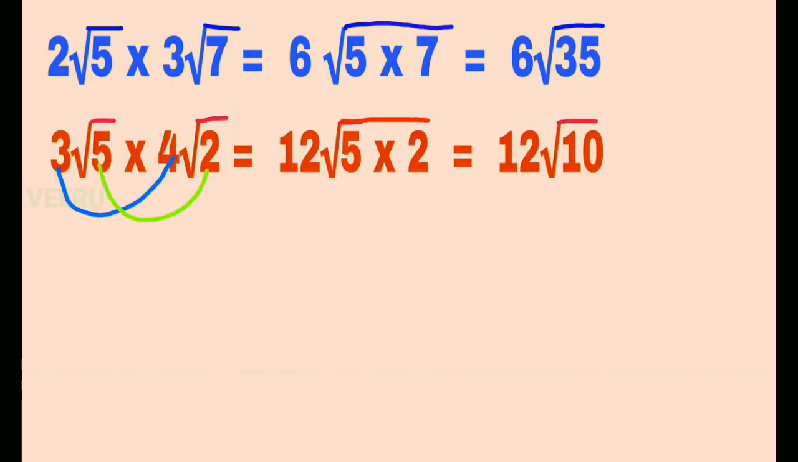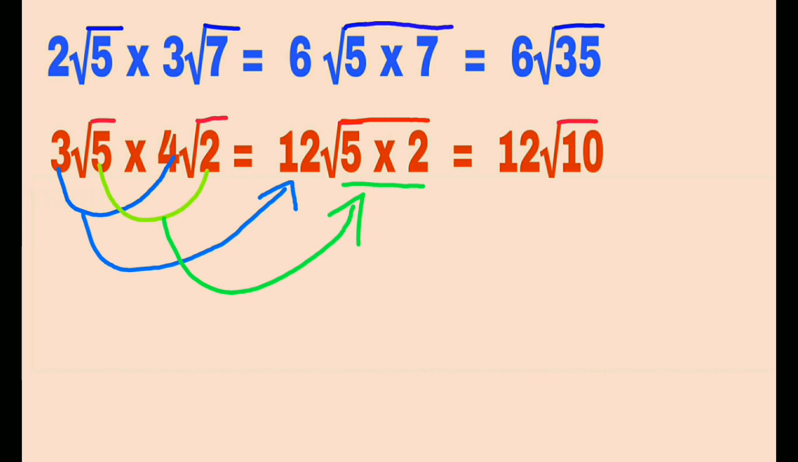See the second example. 3 root 5 into 4 root 2. Now we have to multiply the numbers outside the root separately. So 3 4s are 12 and under the root 5 and 2 is there. So take the root and write 5 into 2. We get 12 root 10.